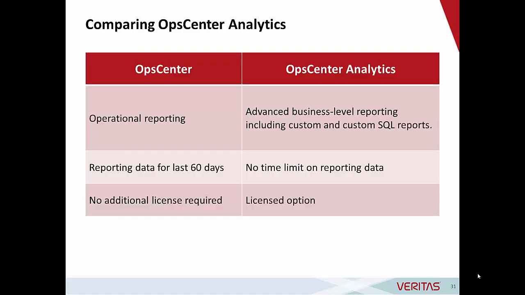This slide shows a very specific breakdown of what's added to OpsCenter with the Analytics license. OpsCenter normally has operational reports, whereas Analytics adds business level reporting, specifically chargeback reports, and also includes the ability to build your own reports from scratch using either a graphical interface or by writing your own SQL. There's a copy of the database schema that's included with OpsCenter Analytics to let you write your own totally custom reports, which is potentially a very powerful reporting tool. OpsCenter normally keeps reporting data for up to 60 days, or with Analytics, that becomes an unlimited amount of time.